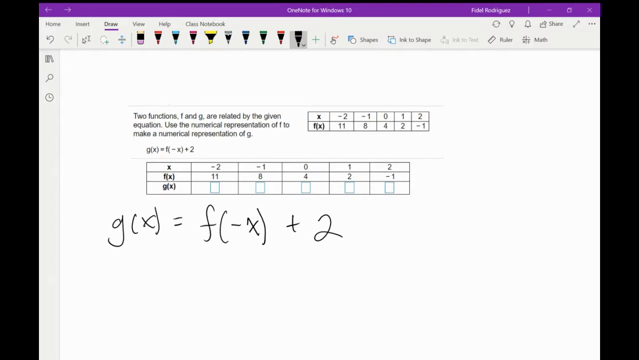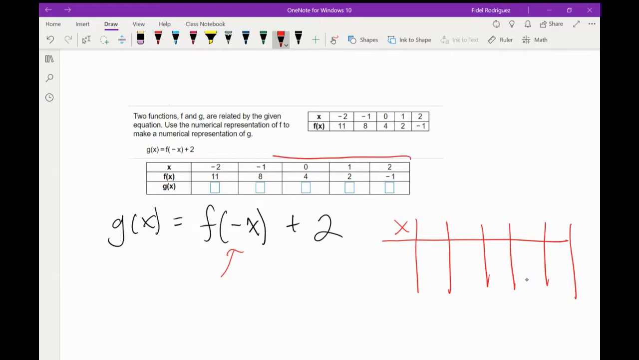Okay, so notice what we're going to do here. We're going to change the signs of the x values, okay? So what I'm going to do is make a new chart. I'm going to come back to these x values right here, and I'm going to change their signs. So this one used to be a -2, now +2. Okay, and again, why am I doing that? Because I have this negative in front of it.